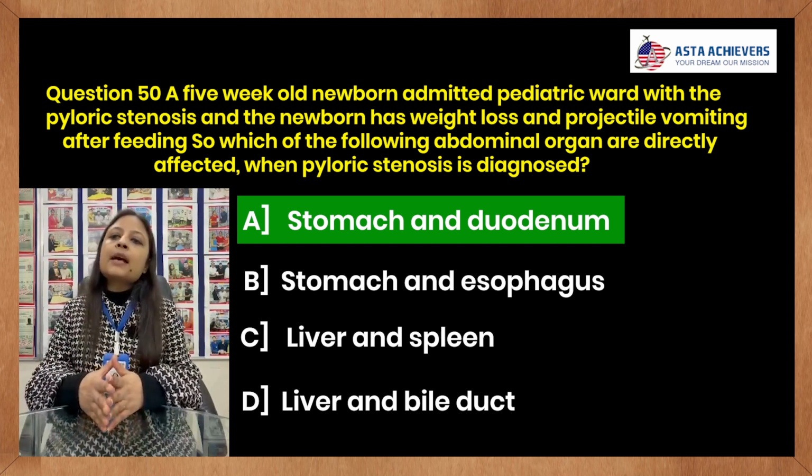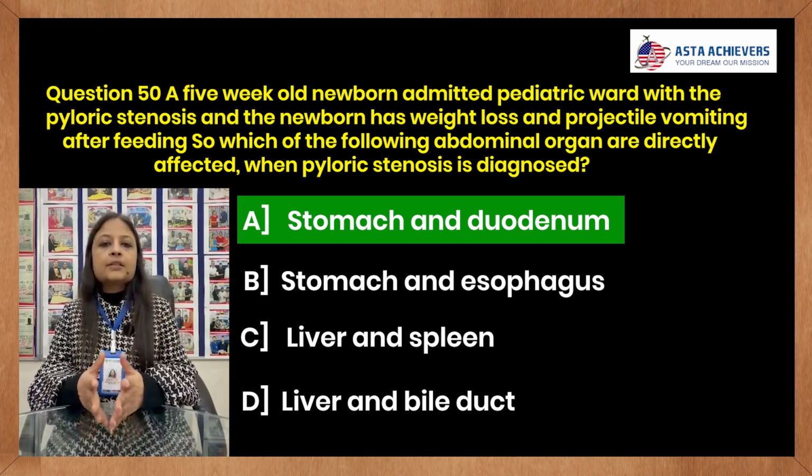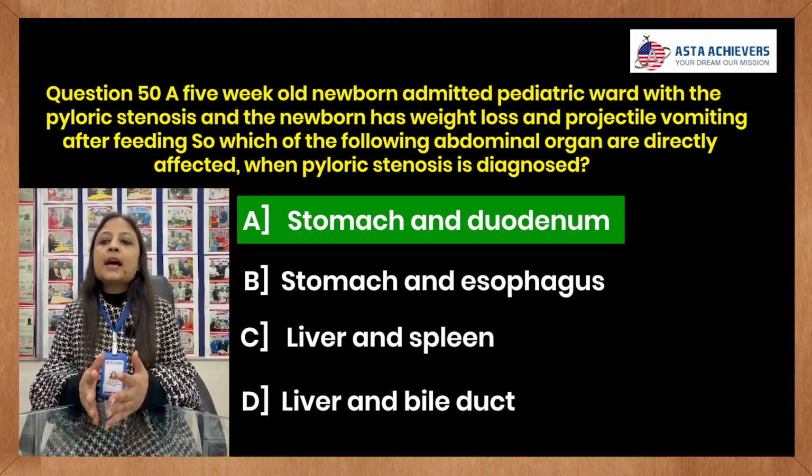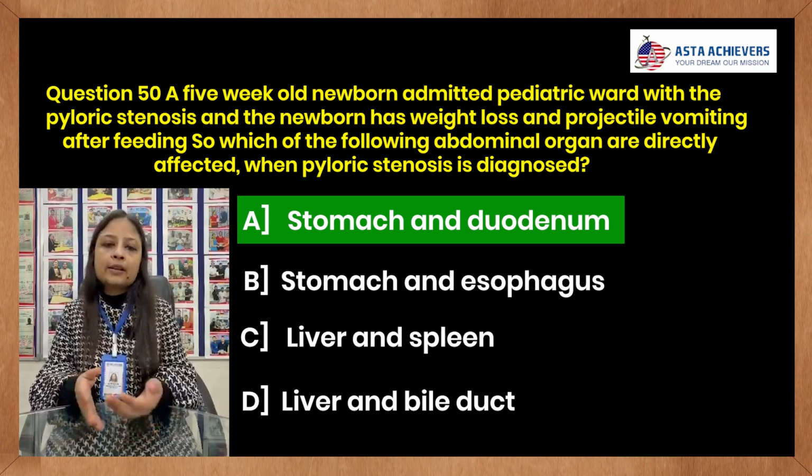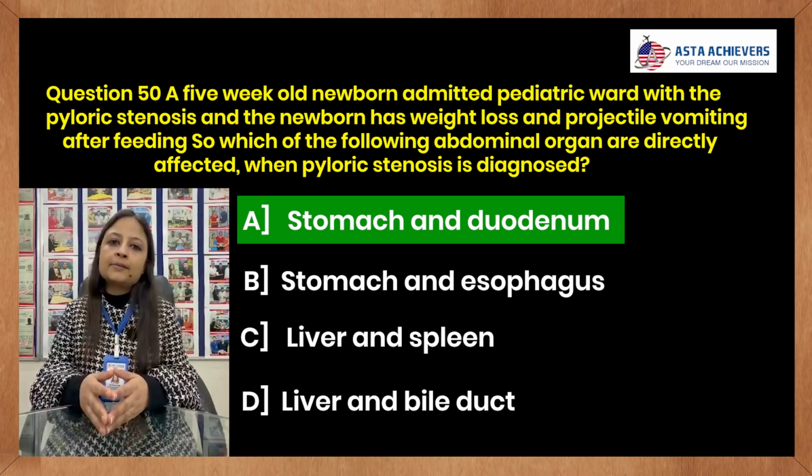So option A, stomach and duodenum, is the correct answer, because pyloric stenosis is a condition, usually in infants, where the muscle at the pyloric level of the stomach thickens and narrows. So definitely it affects the stomach and duodenum.